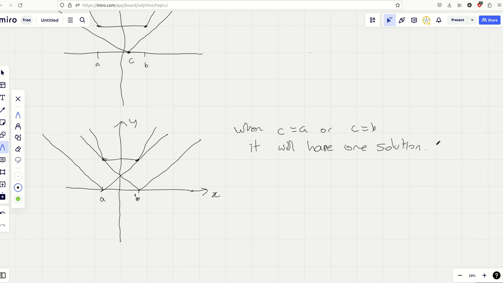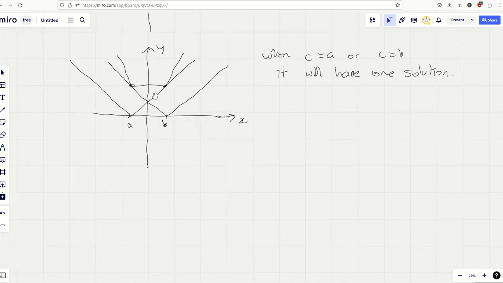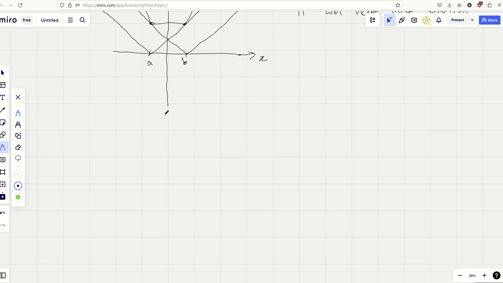Now, how do you get two solutions? Well, it's when C is less than A or when C is greater than B. That's because it's going to hit twice. If we move this one a bit to the left, it's going to hit there and there. So you can just draw that now, nice and clear to the examiner.